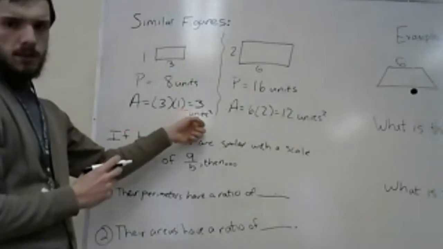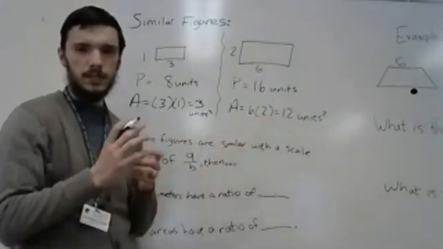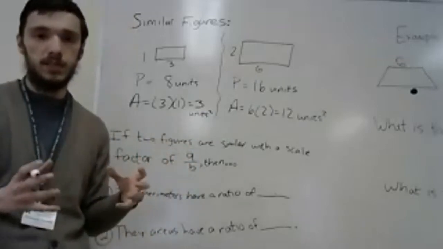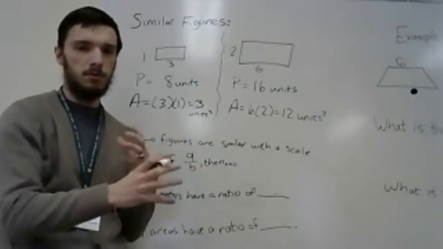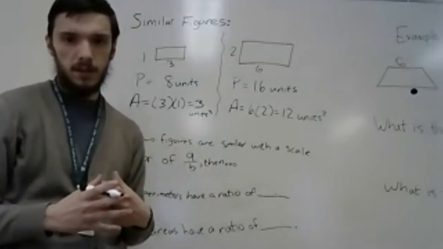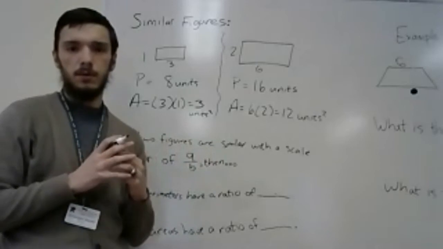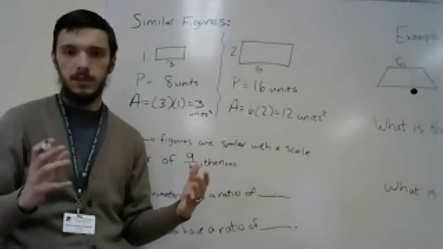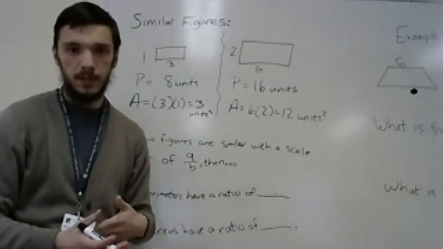Now, 3 times 2 is not 12. So the scale factor, the ratio, sorry, of the areas of our similar figures is not the same as the ratio of our perimeters. There's a different relationship there. And so that's what we're talking about today. How do we know what the ratio of our perimeters are in similar figures? And how do we know what the ratio of areas are in similar figures?